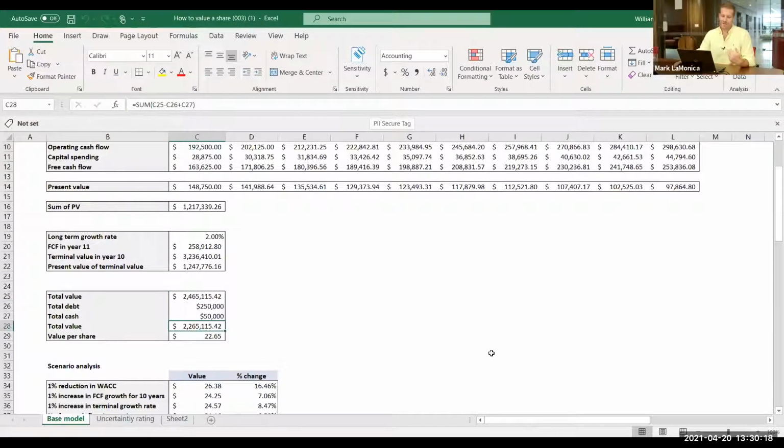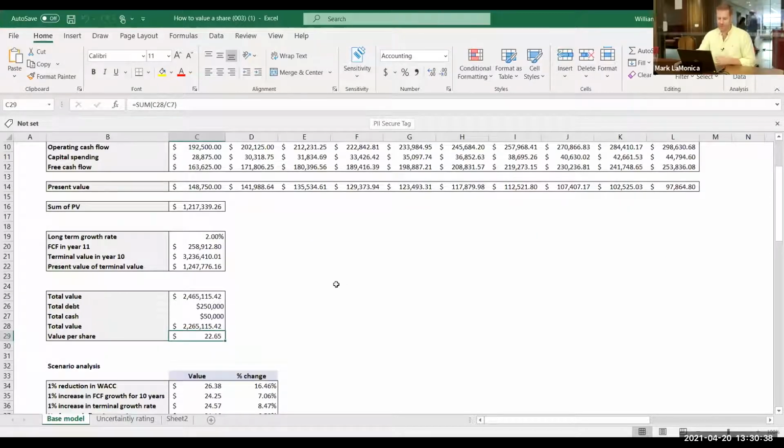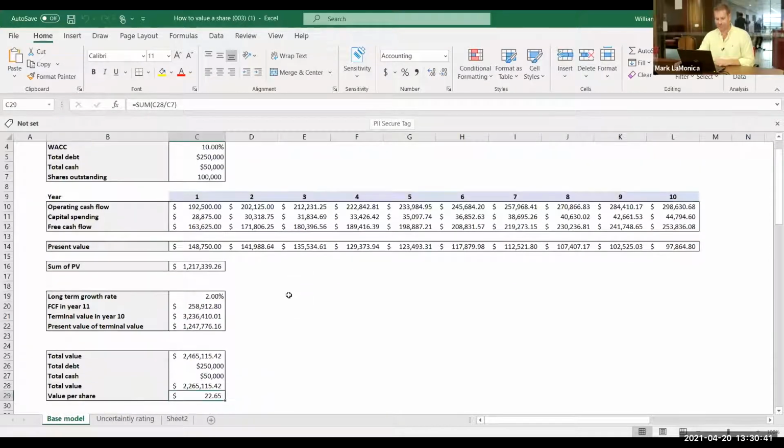We need to look at debt and cash that the company has. So what we're going to do is subtract the debt, because I'm an equity holder, so I don't get access to that. We need to subtract the debt and add back in the cash. We get a number. We divide it by the shares outstanding. We get a value per share. All right, we did it. Sorry, I know that was overly complex and probably pretty boring, but that is how you do a discounted cash flow model.